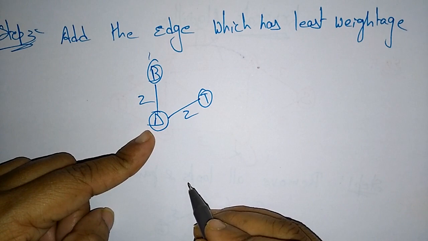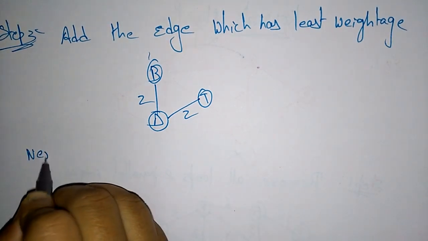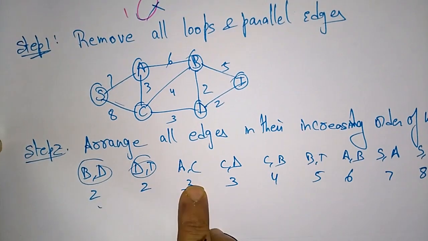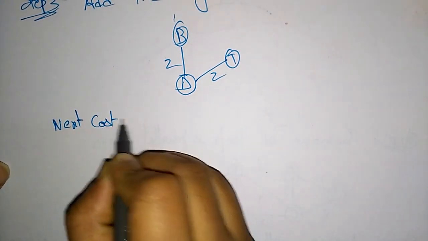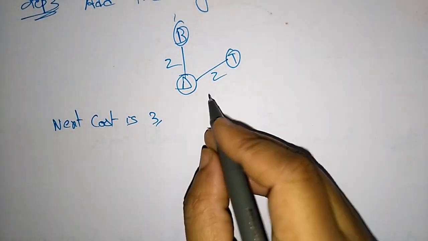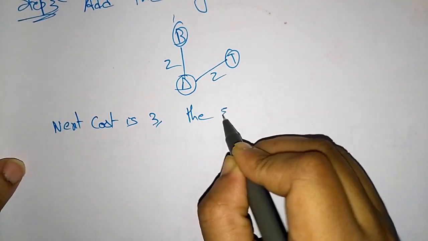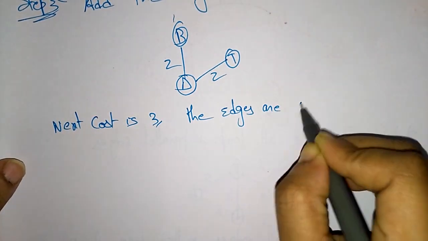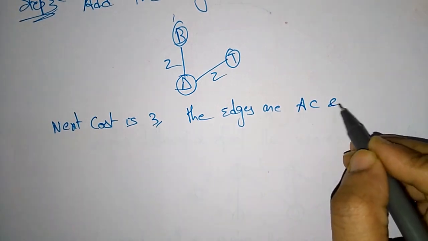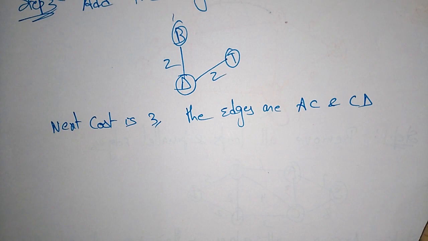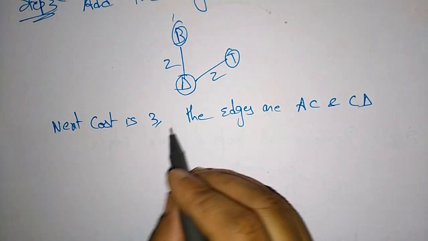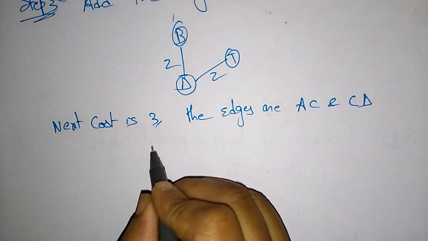DT is having 2. So coming to the next cost, the next BD, DT is over. Next cost is 3. So 3, you are having 2 edges. The edges are AC and CD. So anything you can select, AC or CD. So I'm selecting AC.